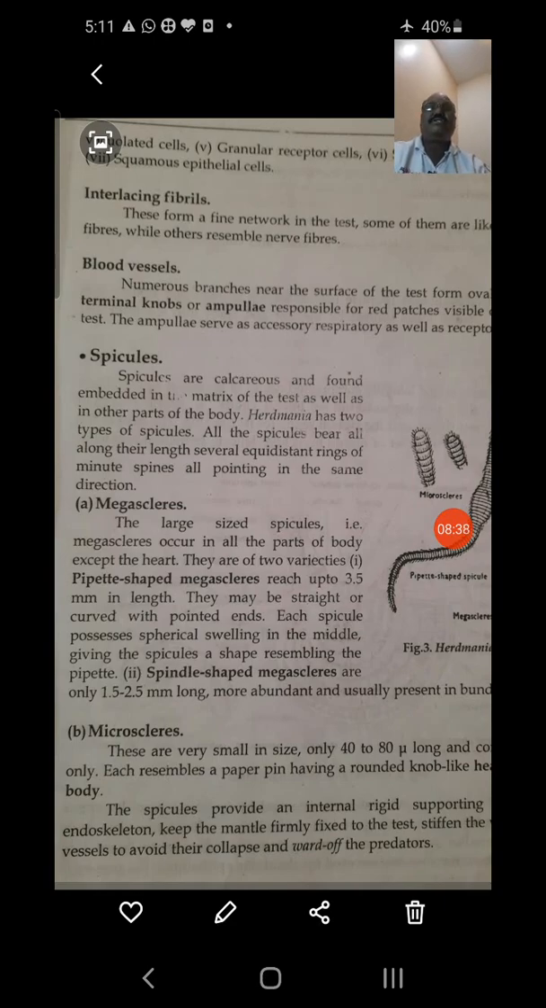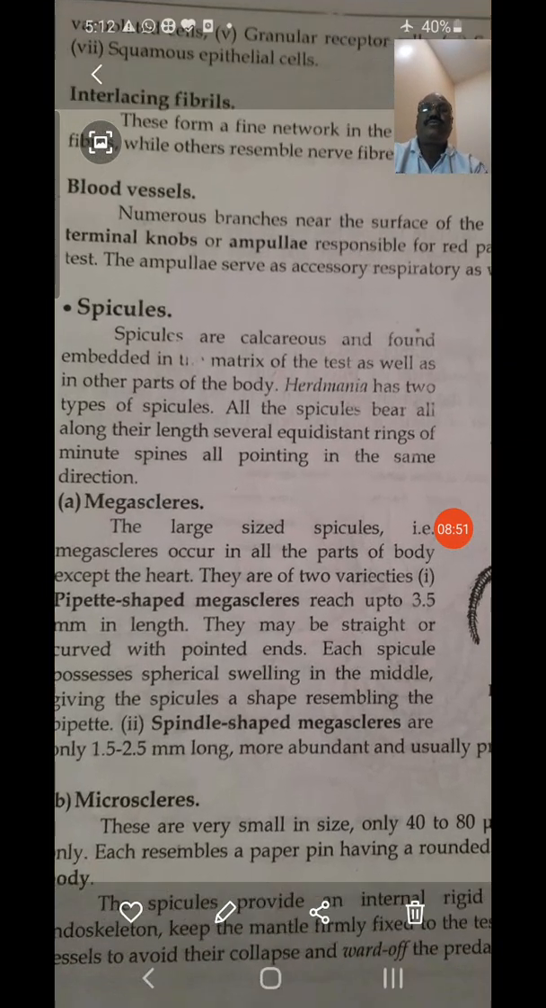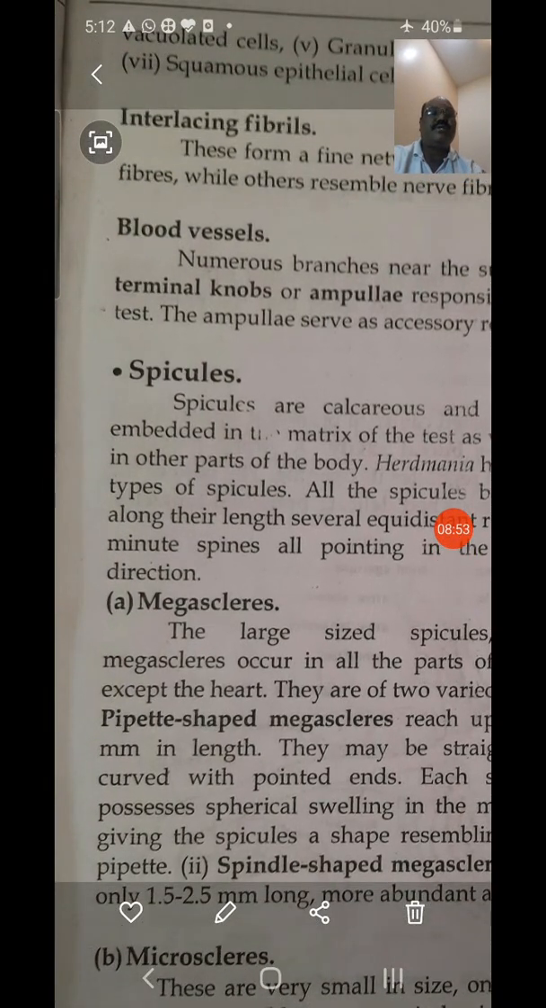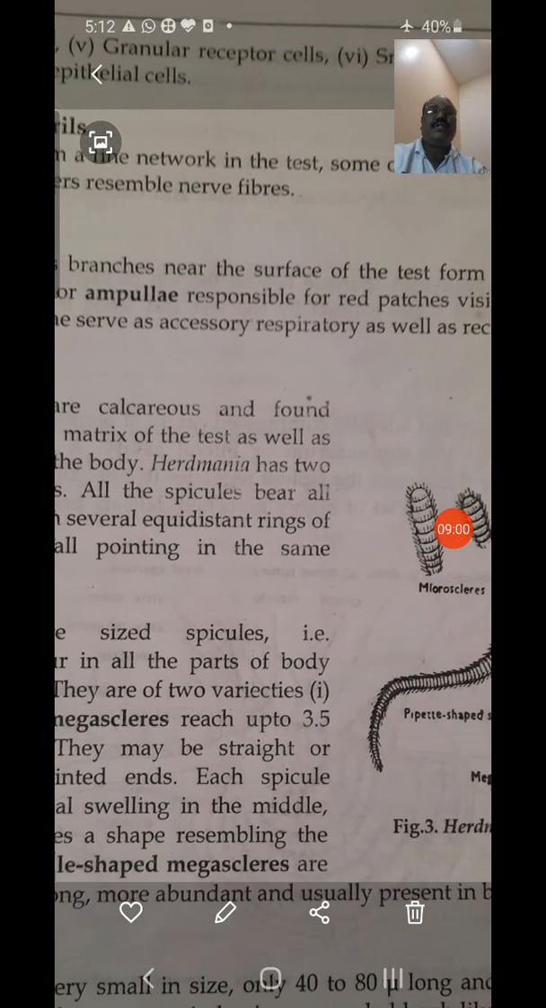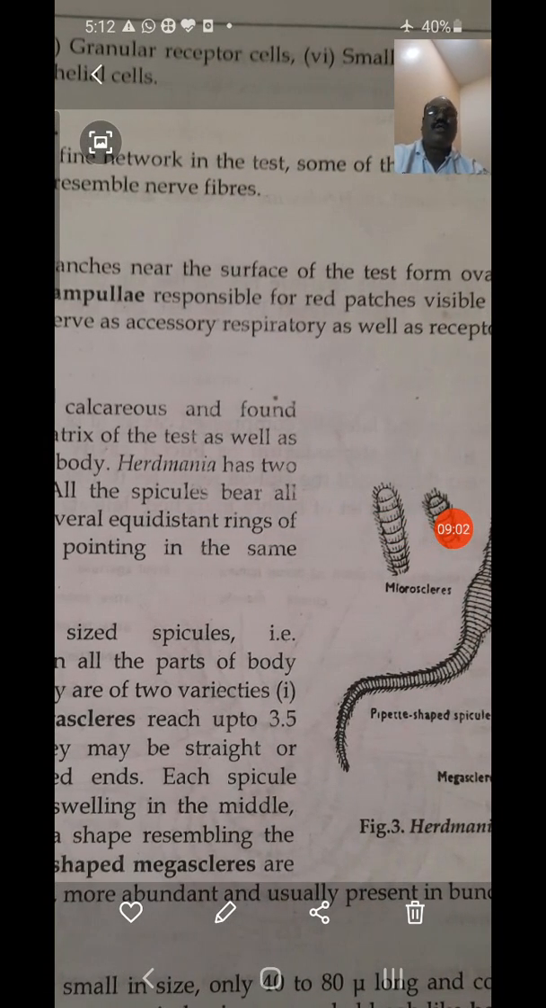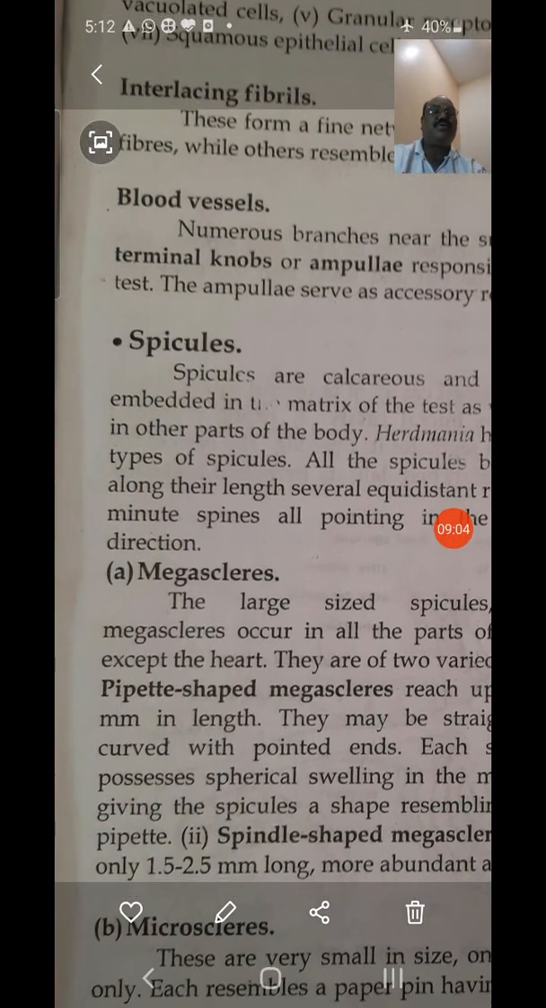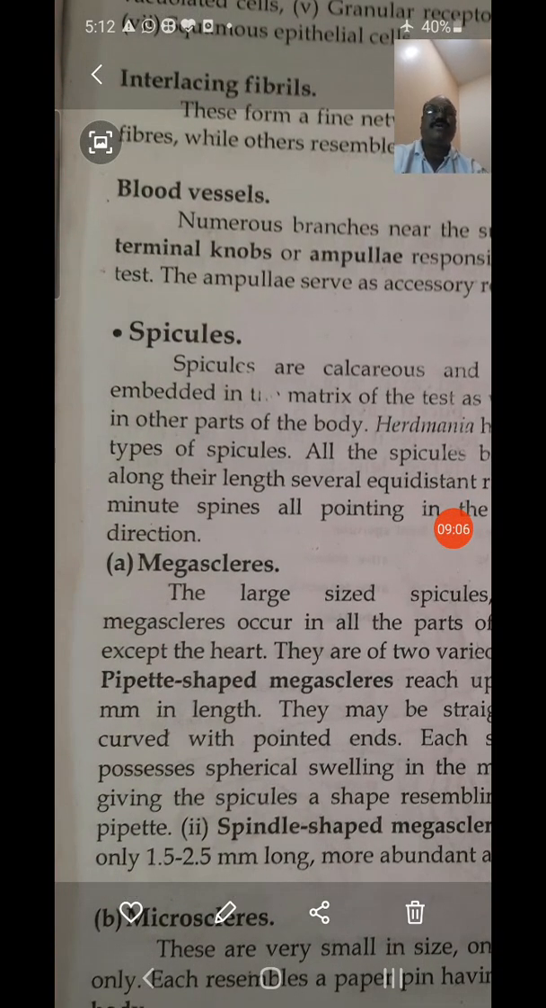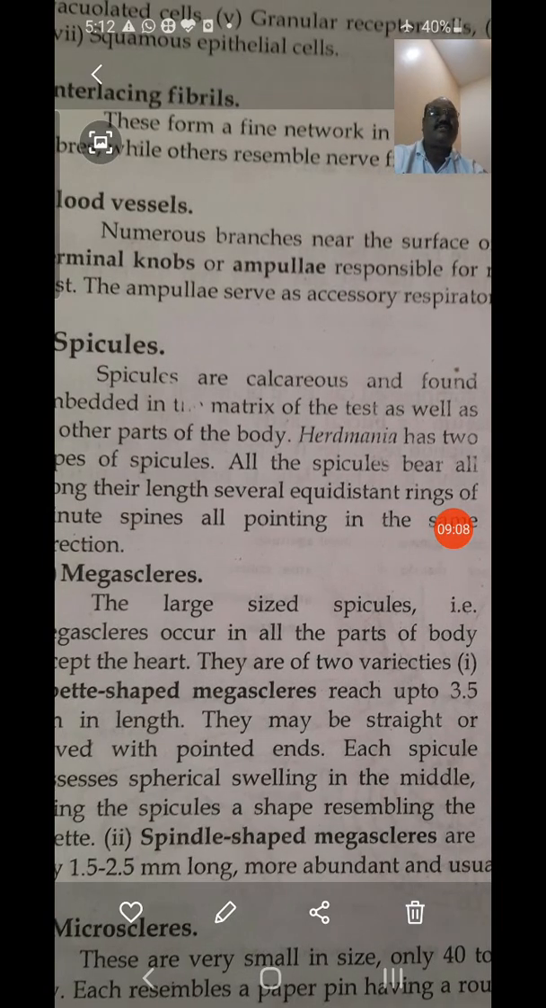Then interlacing fibrils. This is the fine network in the test. Some of them are like smooth muscle fibers while others resemble nerve fibers. Then we get the blood vessels. The numerous branches near the surface of the test form oval or pear-shaped terminal knobs or ampullae, responsible for the red blood patches visible on the surface of the test.